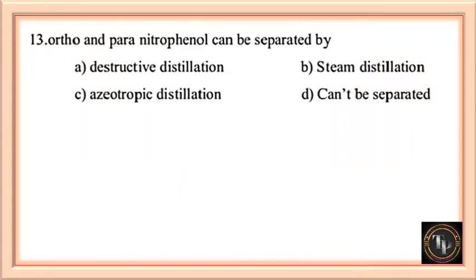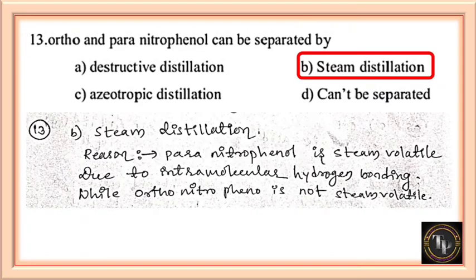Ortho and paranitrophenols can be separated by steam distillation, because paranitrophenol is steam volatile. Paranitrophenol is steam volatile due to intermolecular hydrogen bond, while orthonitrophenol is not steam volatile. So easily you can go for steam distillation. Paranitrophenol is first taken out, then orthonitrophenol. Easily they can be separated by steam distillation.